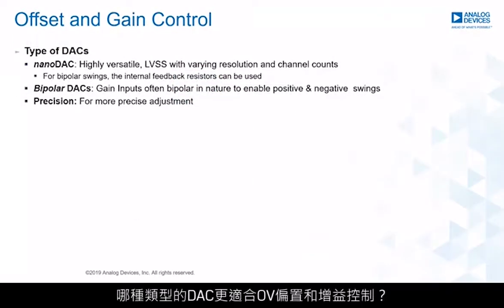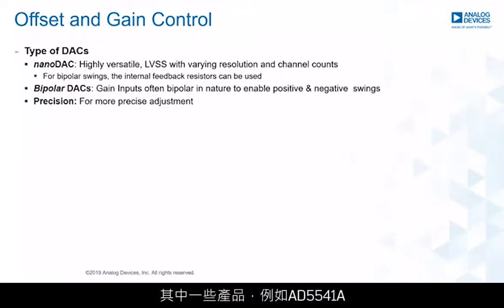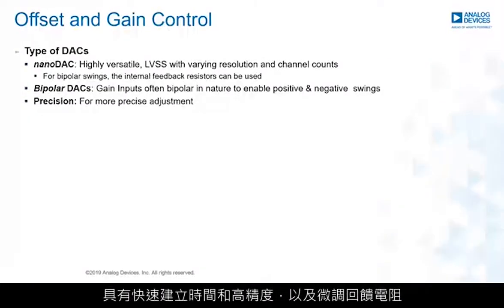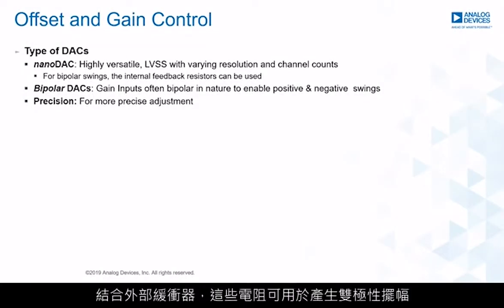So what type of DACs are most suitable for offset and gain control? The nanoDACs and low voltage single supply products, for their versatility and number of options available. Some of these products, like the 8554A, offer the required resolution of up to 12 bit with fast settling times and precision trim feedback resistors. These resistors can be used to generate the bipolar swings with an external buffer.